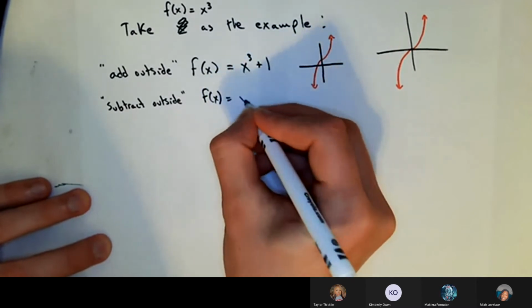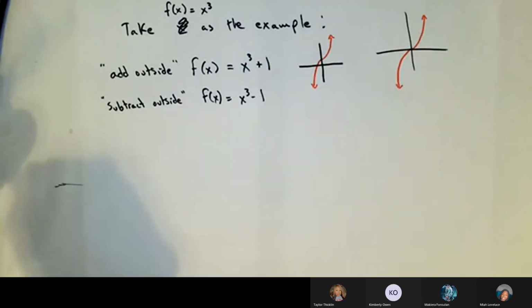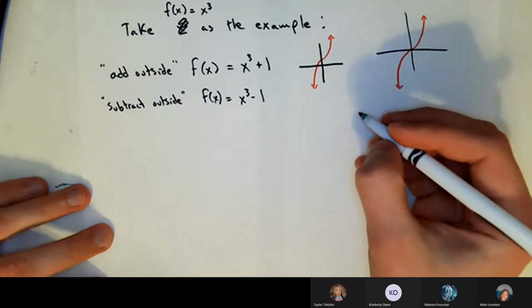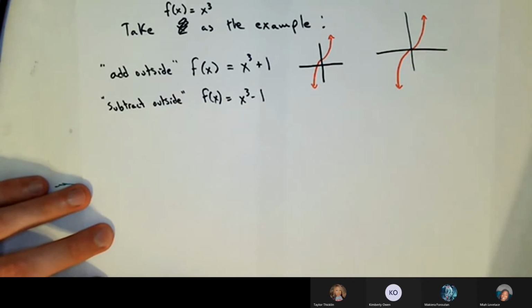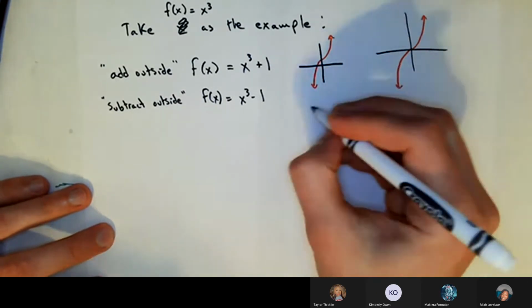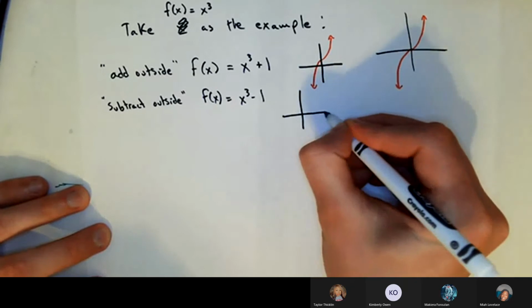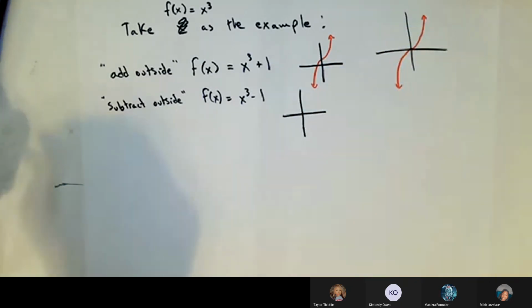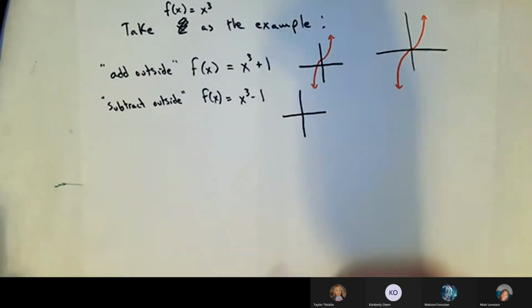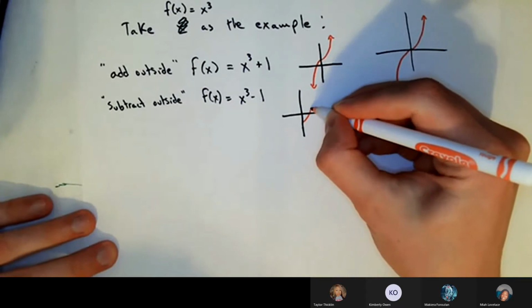F of x equals x cubed minus 1. We'll end up running out of room here. That's going to look like the same exact base graph, just scooted down by 1. So it'll be more like this.